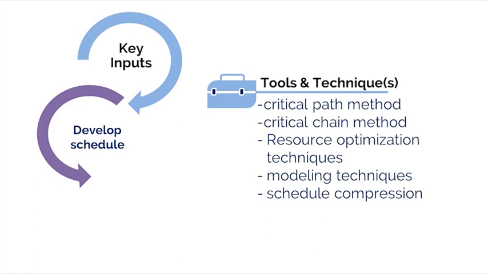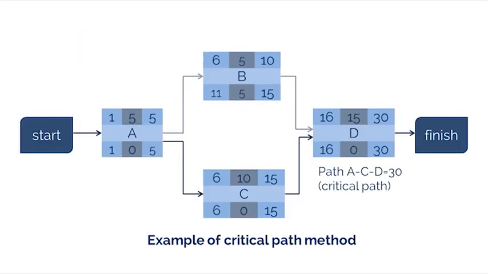Critical path method involves calculating the theoretical early start and early finish dates, and late start and late finish dates for all schedule activities. We do a forward pass to determine early dates, followed by a backward pass to determine late dates. Let's look at a quick example here. In this example, the longest path includes activities A, C, and D.